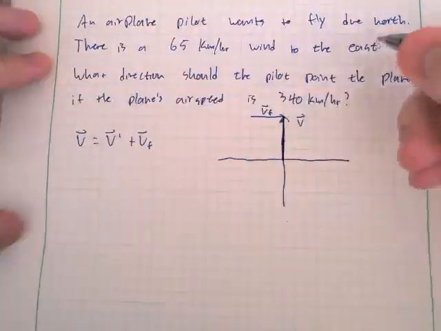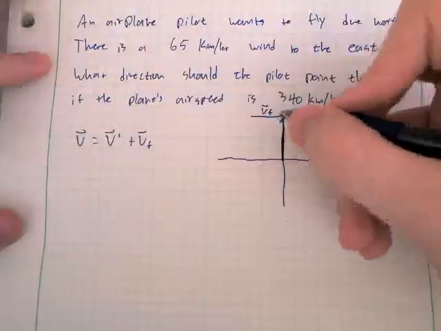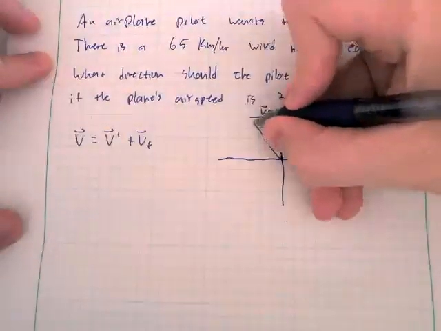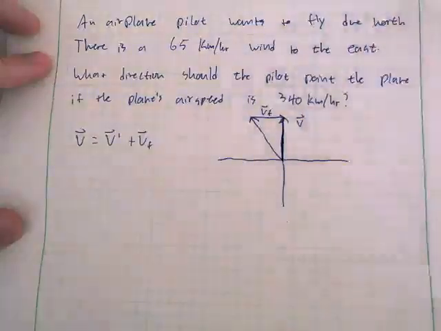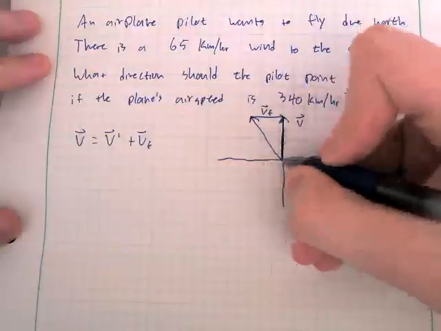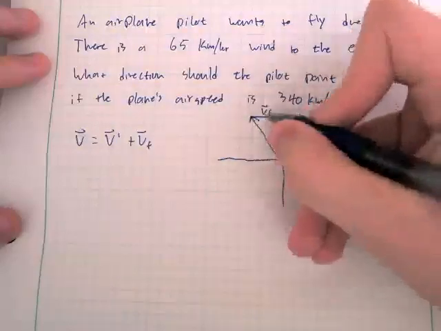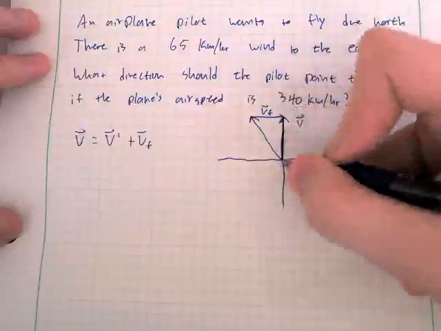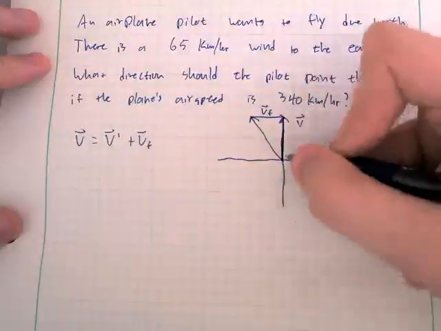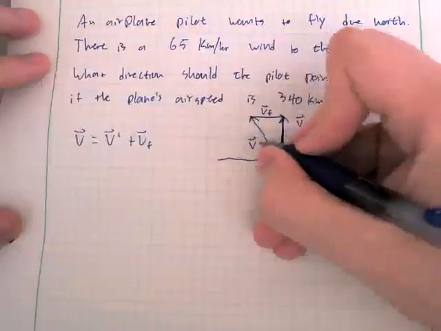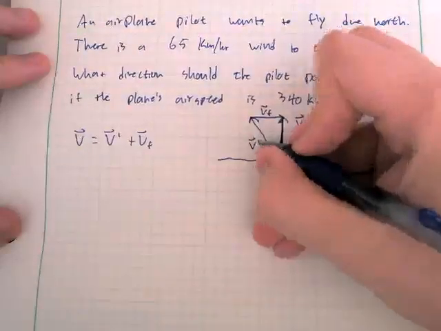And so, of course, as you expect, if there's a crosswind pushing us to the east, we do in fact have to point our plane slightly west, right? So the pilot is going to point the plane relative to the air both north and west. And then with this eastward wind, the overall velocity relative to the ground will end up being straight north. So this would be my v prime, right?